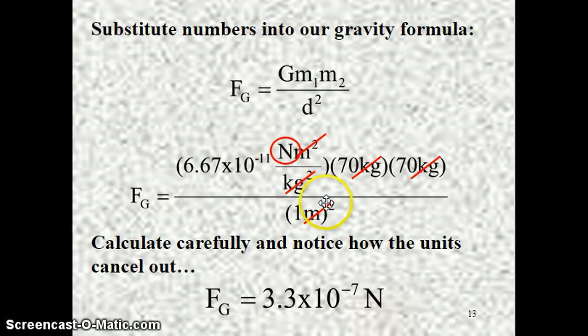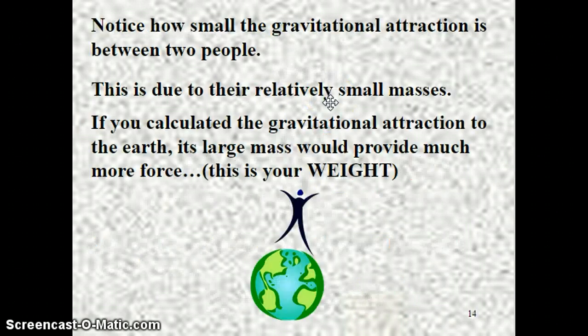If we plug these numbers in, we get a really small value of 3.3 times 10 to the negative 7 newtons. This force is very small, it's very close to zero. The reason for that is because the mass of each person is relatively small. Now, that changes when we talk about large masses. What our weight is, we called it the force due to gravity. That is specifically the force due to gravity between a person and the Earth. So now your one mass is quite large because the mass of the Earth is nowhere near 70 kilograms.